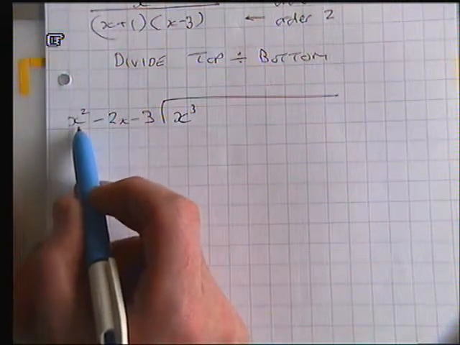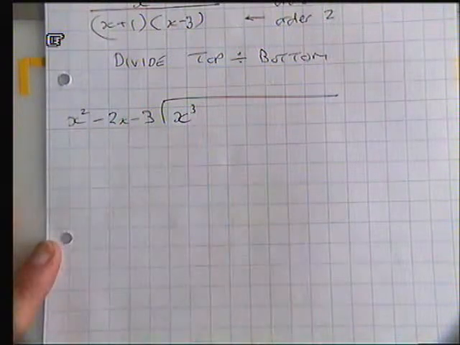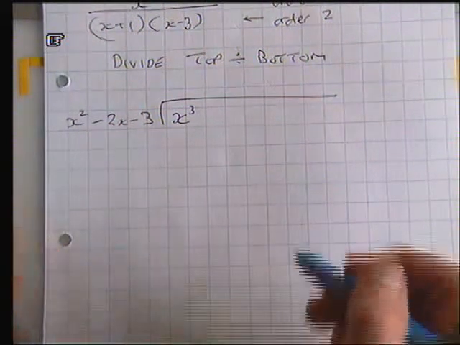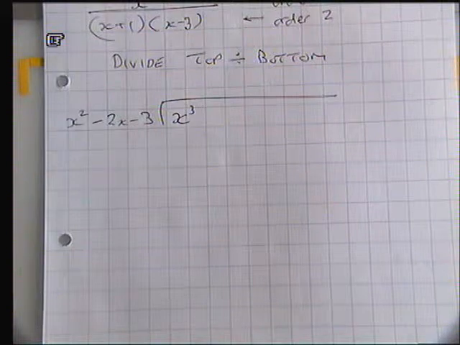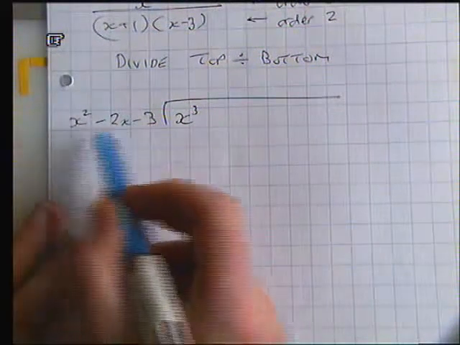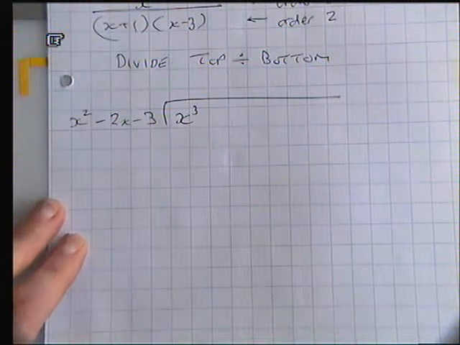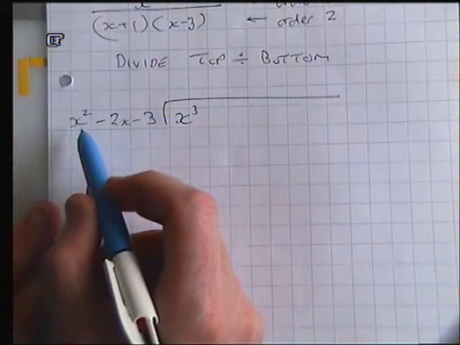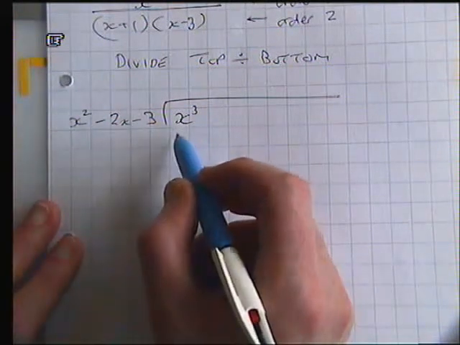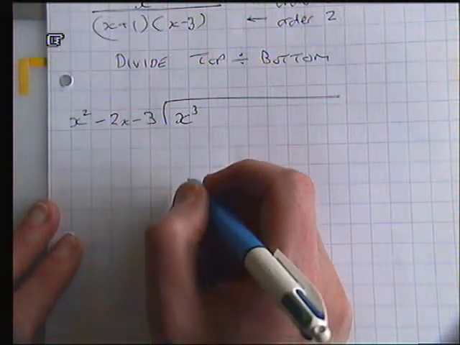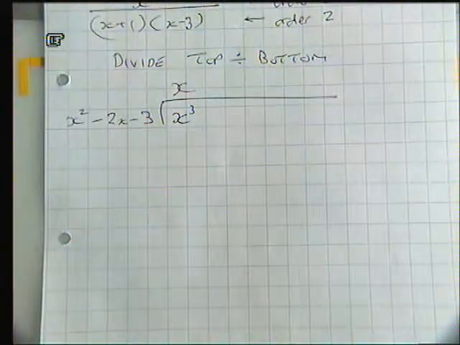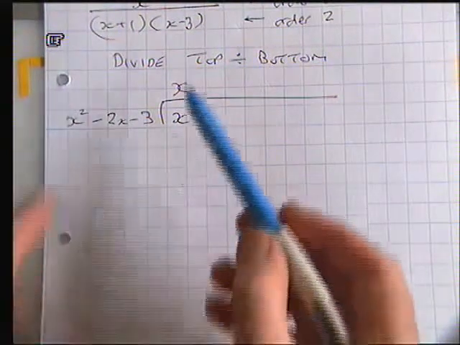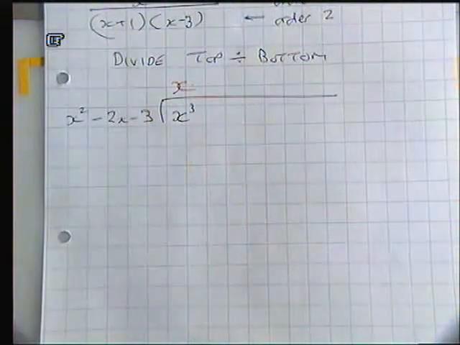How many times does x squared go into x cubed? What do you times x squared by to make it x cubed? Right, let me ask you the question again. How many times does x squared go into x cubed? It doesn't say x. It goes in x times. Because when you times those two together, you get that. Okay.